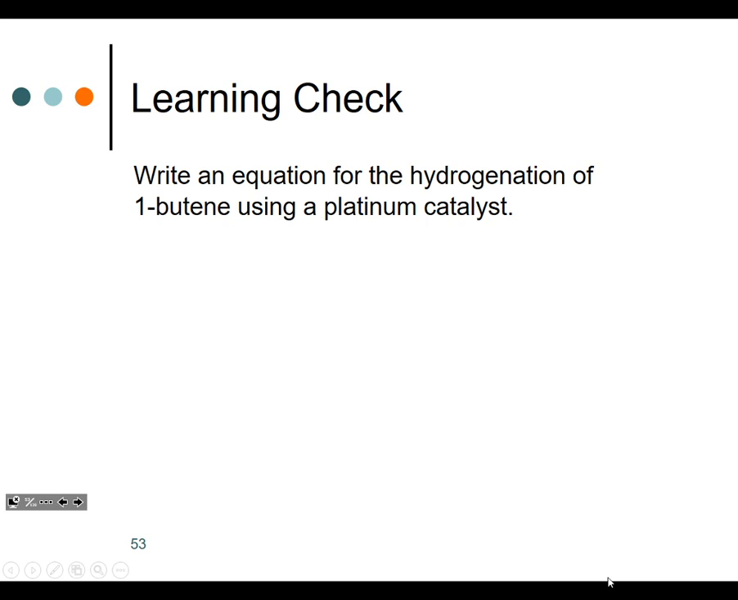It's one of the four reactions we'll see in this chapter. We saw combustion, which I'll talk about again coming up just to refresh, and now hydrogenation. So we'll have a worksheet on those two. All right, let me check. Write an equation for the hydrogenation of 1-butene using a platinum catalyst.